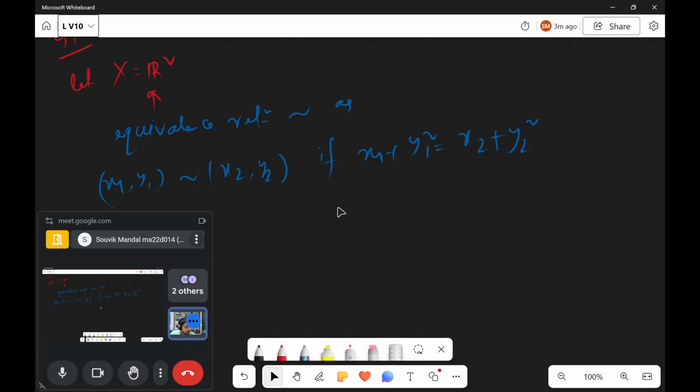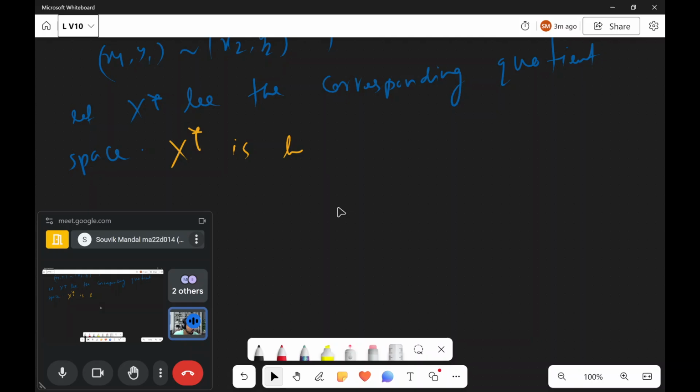Let X star be the corresponding quotient space. Now, the question is: X star, that quotient space, is homeomorphic to a familiar space. What is it?